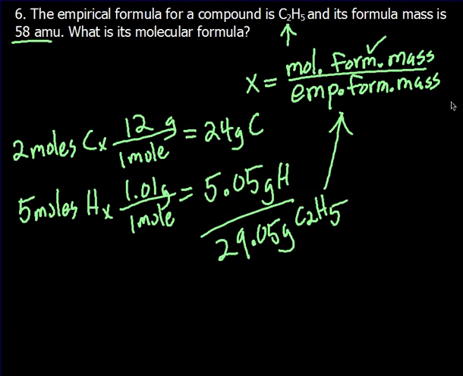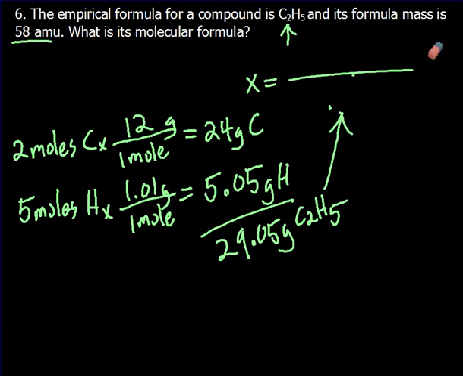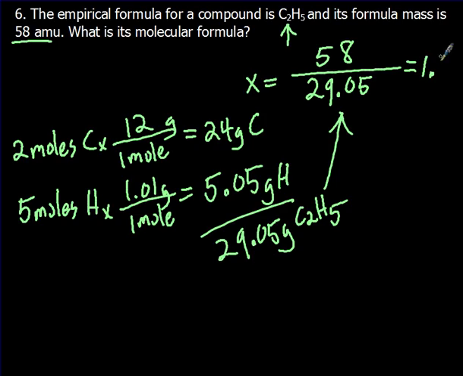Okay, so let's plug those in there. Empirical formula mass goes on the bottom, molecular formula mass goes on top. Let me rewrite this. So 58 and 29.05. Now the trick here is that we've got to derive this x value, and as you can see, it's about 2. It's 1.99, and we'll just go with 2 for that. You can always round when you're defining these x values.